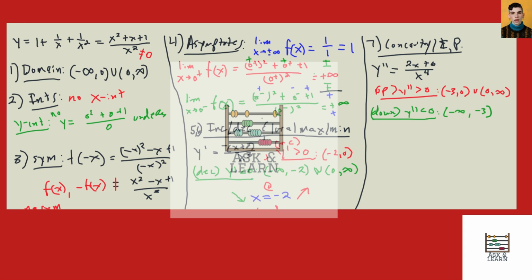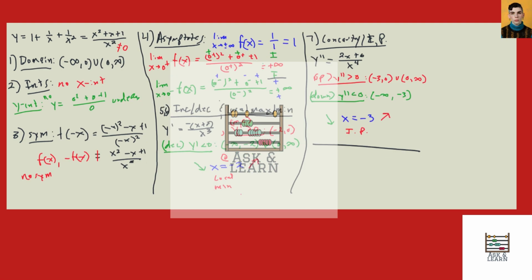Now we found that we have a possible point of inflection at x is equal to negative 3. So let's go ahead and check. So to the left of negative 3, this function is concave down. And to the right of negative 3, this will be concave up. So this is indeed a point of inflection.